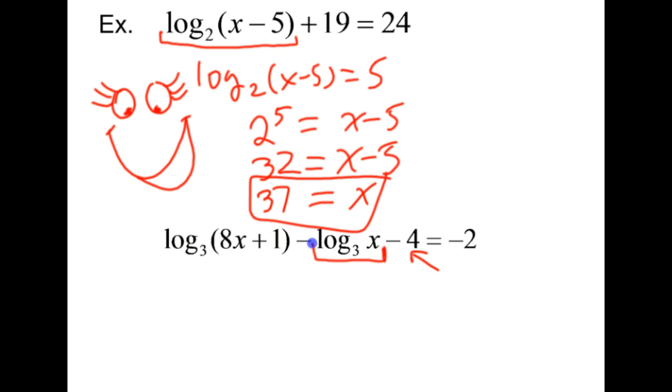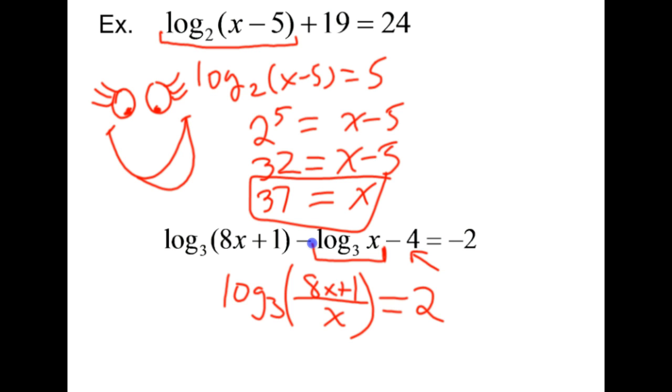So I'm going to do 2 things at this point. I'm going to condense these 2 logs into a single log. So I write log base 3 of, well, one of my logs is negative, so I've got to put it on the bottom. I'm going to have 8x plus 1 over x. But then I have to pass this minus 4 to the other side by adding it across and making it positive 2. Does it make sense how I went from the original equation to this new equation by condensing these 2 logs into a single log and adding the 4 across?